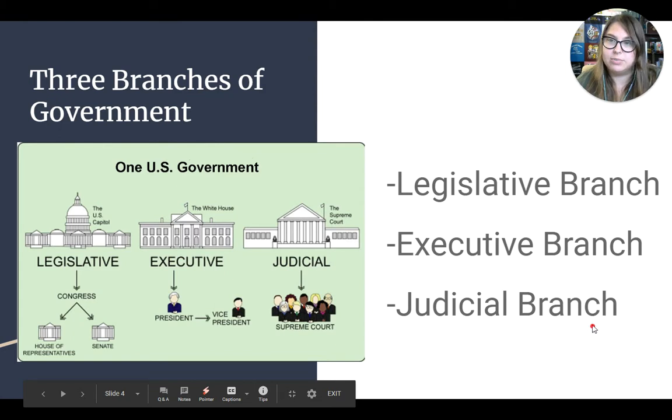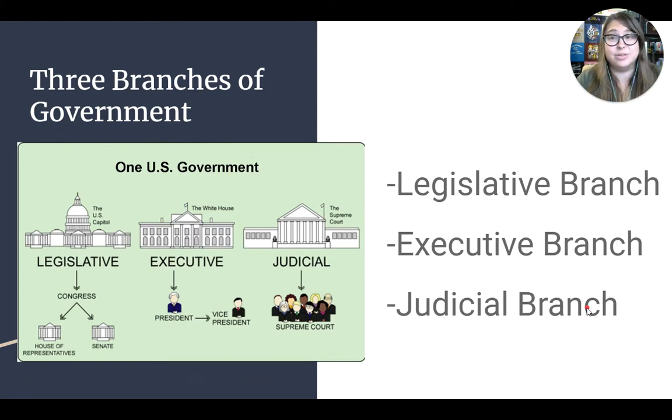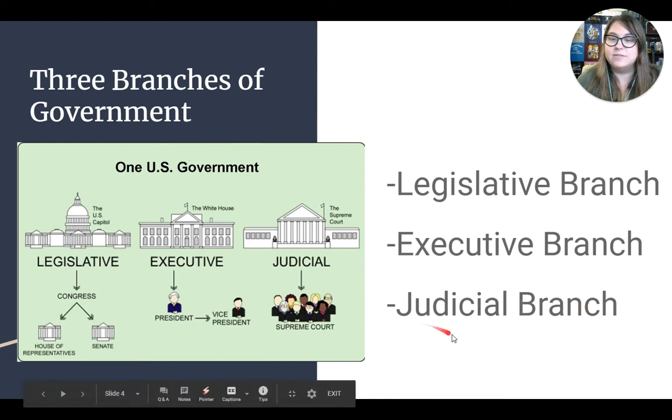So I want you to take a minute. Have you heard of these words before? Have you heard of words that are similar to these words? Because one that stands out to me, I think of this word judicial. Whenever I see this word, I think of judge. So even if I'm not sure what these branches do, I may be able to figure out or make a good guess for them just by the words alone.